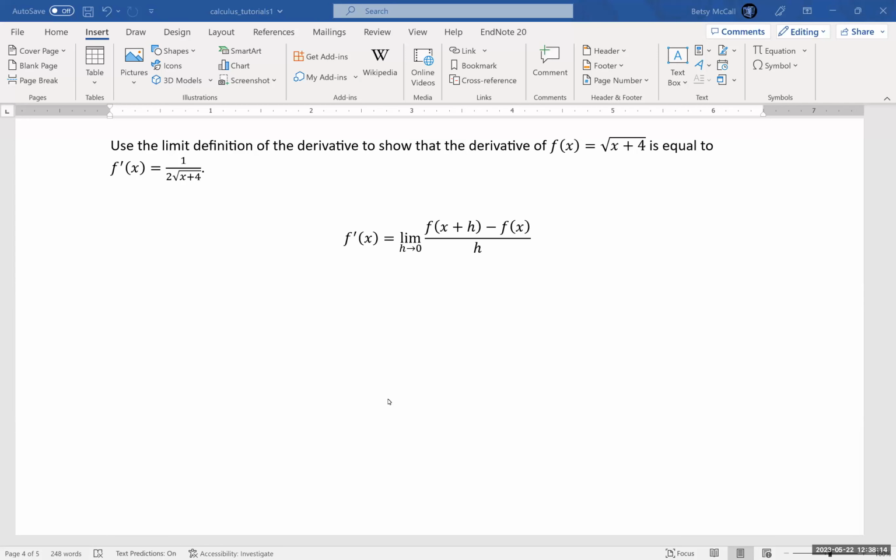Now, in this video, we're going to show you an example of how to apply the limit definition of the derivative to find the derivative of a function, which in this case is a square root function. It is not a polynomial. The polynomial ones have a lot of terms. They can be a little messy.